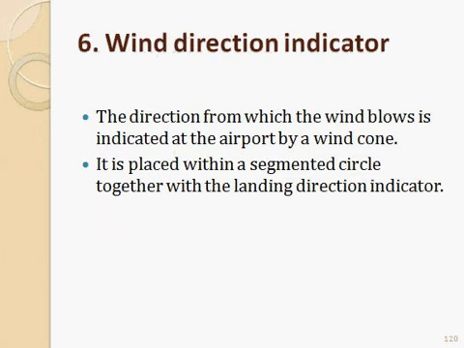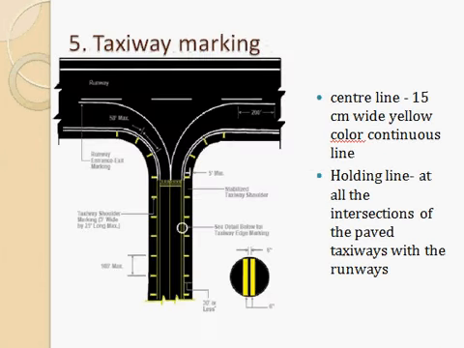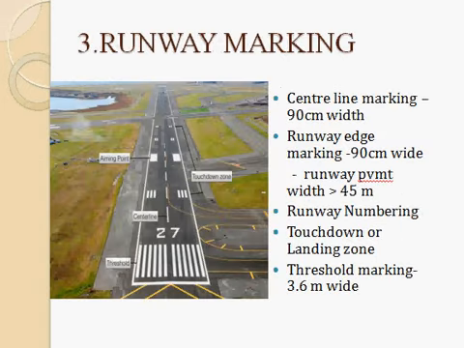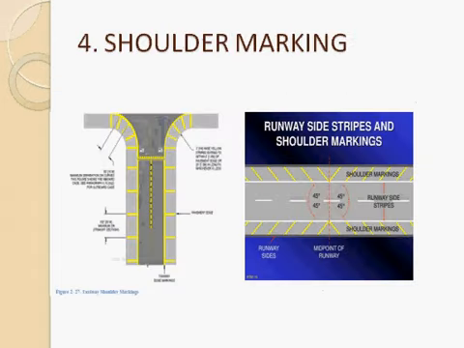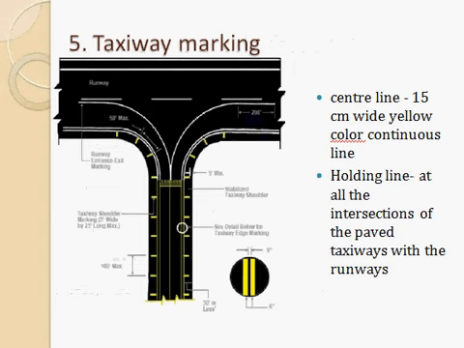Then wind direction indicator will be placed together with the landing direction indicator. It will be placed within a segmented circle together with the landing direction indicator, and it shows the direction in which the wind blows in the airport. So these are the important ones, and the most important are runway marking, taxiway marking and shoulder marking. These three are very important, so please concentrate more on that.